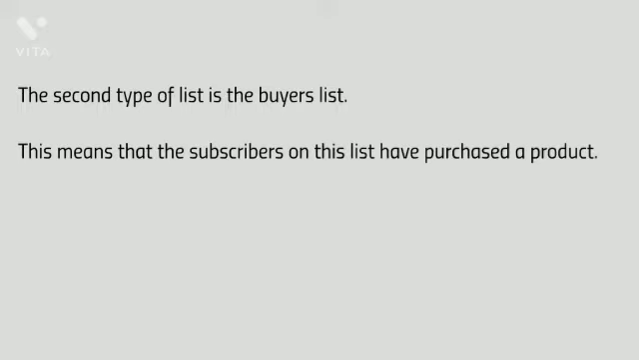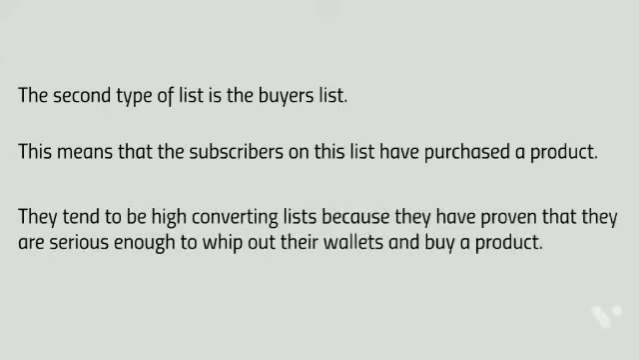This means that the subscribers on the list have actually purchased a product. So say, for example, somebody lands on your sales page, you're selling them something like a $7 or $17 item or whatever price point it is, and they buy it and get added to your list. That is basically a buyer's list. Now, these types of lists tend to be very high converting because they have proven that they are serious enough to whip out their wallets or their credit cards and buy a product.